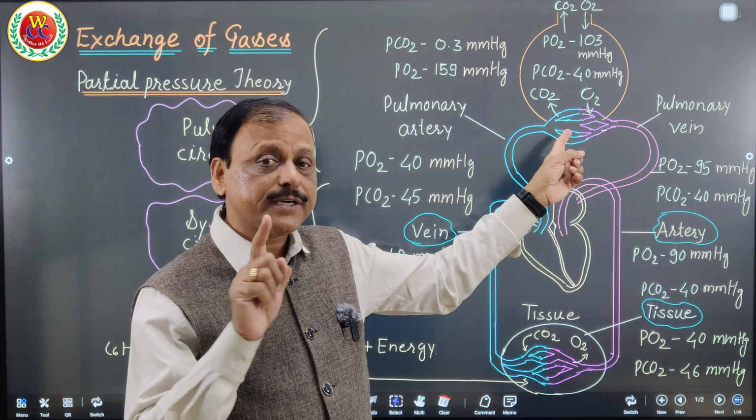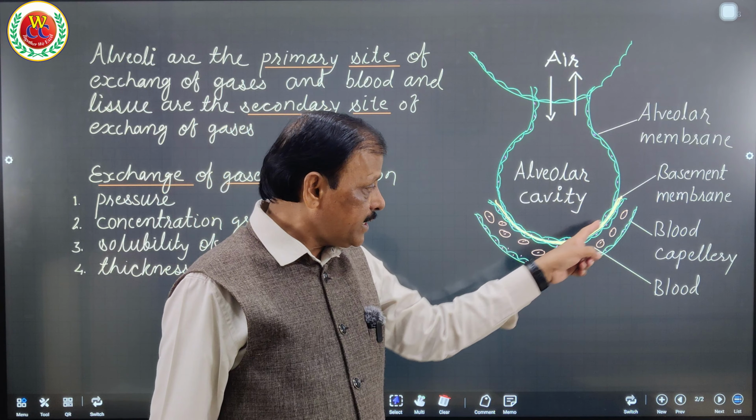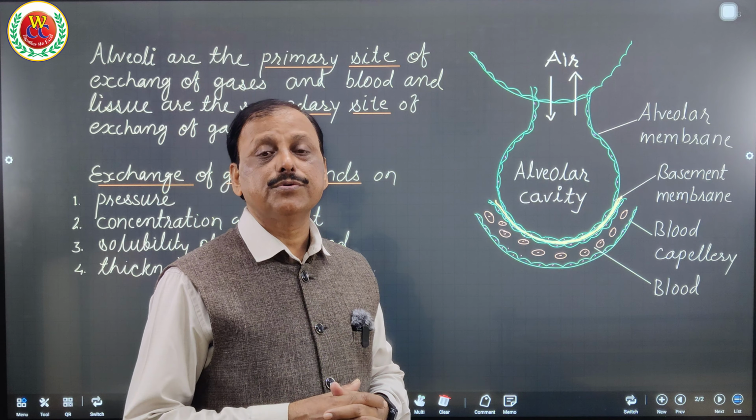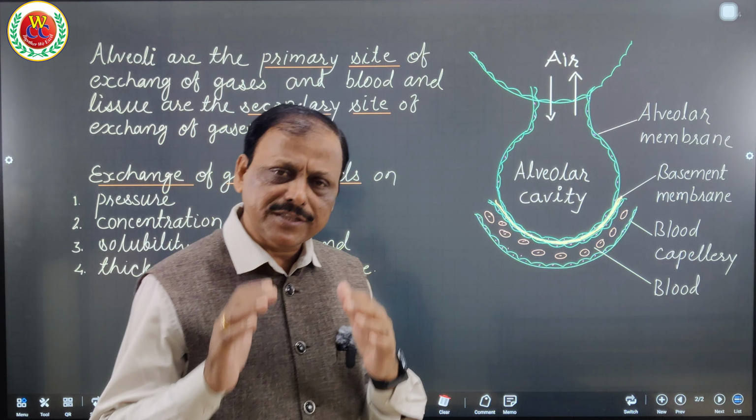Here in the lung alveoli, the internal lining of the alveoli is lined by squamous epithelium. You know that squamous epithelium is the thinnest membrane. That helps to have fast diffusion. Moreover, the solubility of carbon dioxide is 20 to 25 times more than that of oxygen, and therefore per unit pressure the diffusion of carbon dioxide is faster than oxygen, and that helps to have easy exhalation of carbon dioxide.